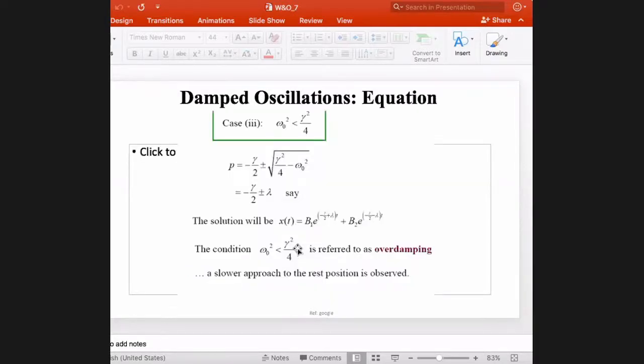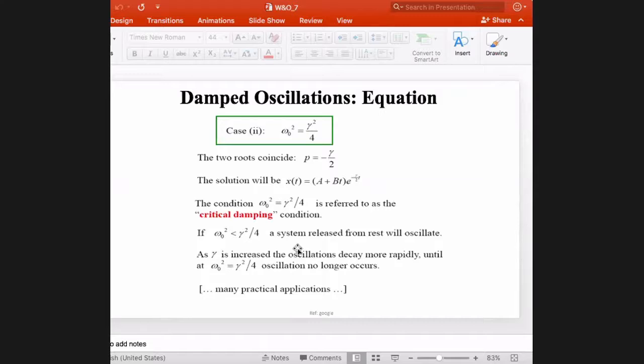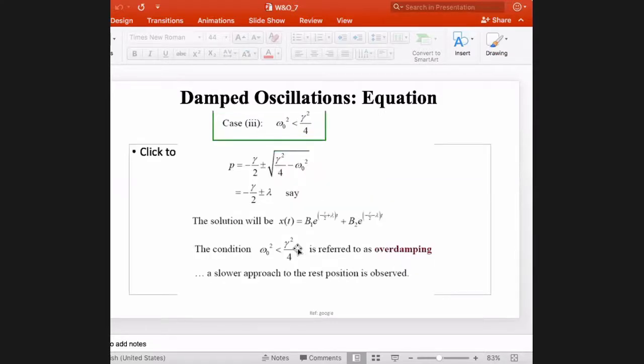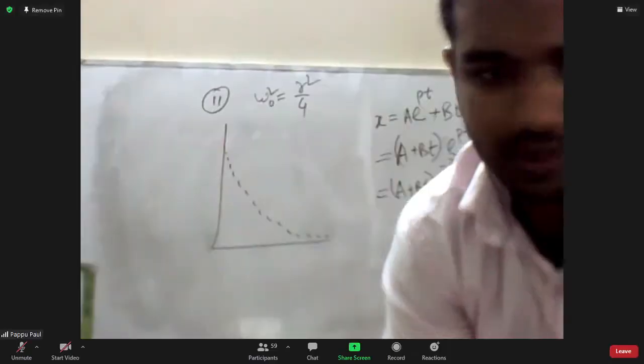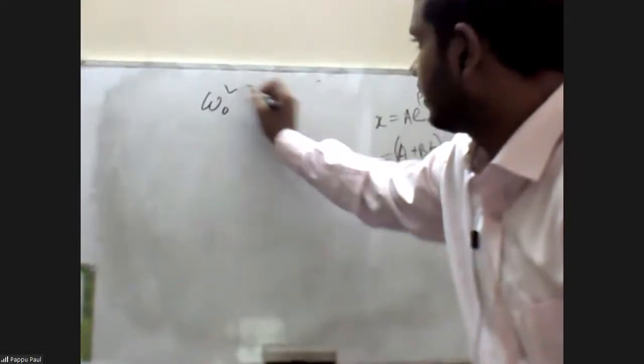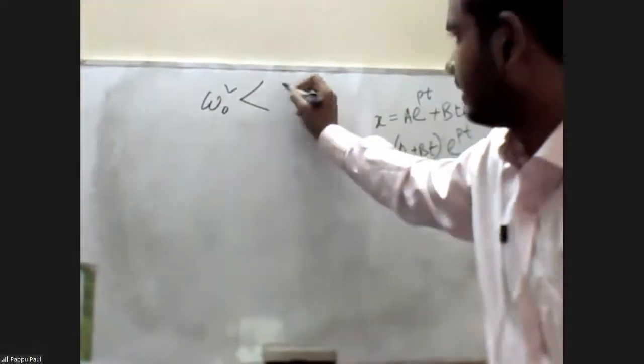Okay. So if you have no question, then I will move forward, and our next target is to find out the solution in case of our third condition. Our third condition is omega naught squared is less than gamma squared by 4.